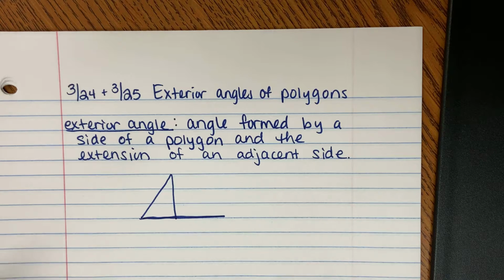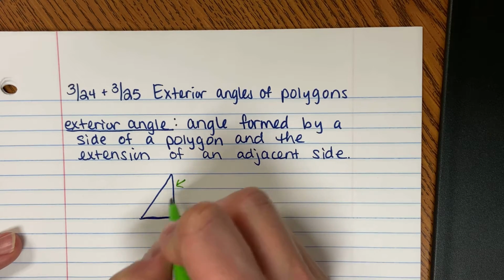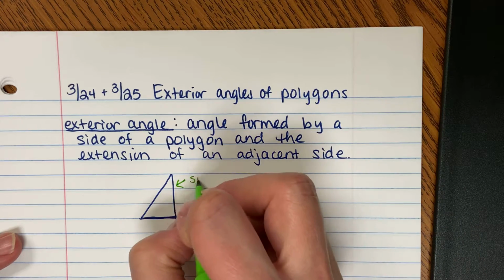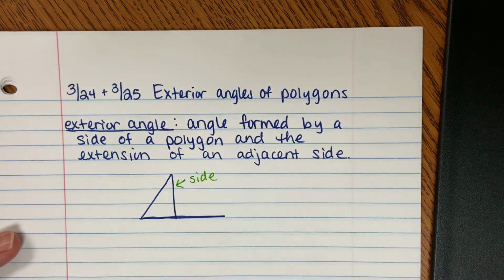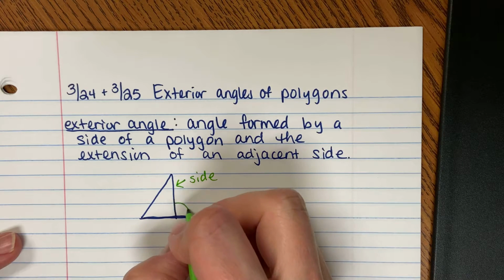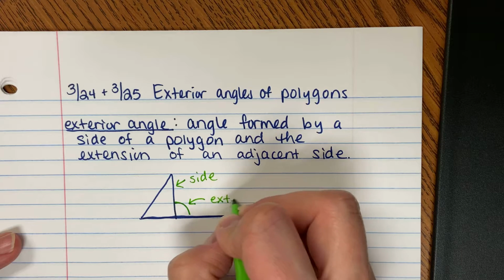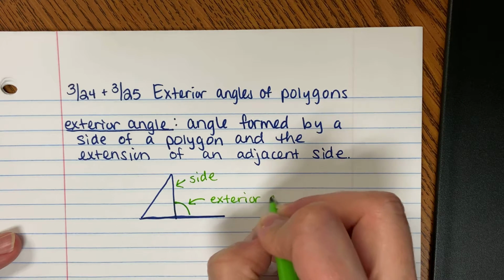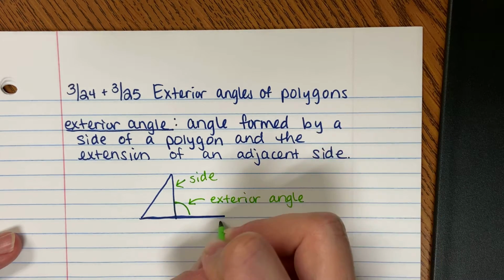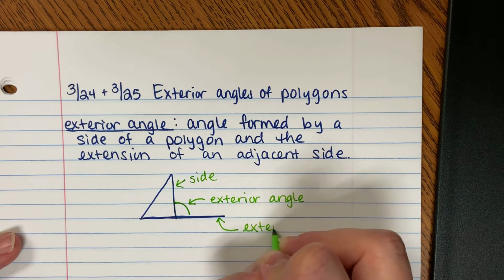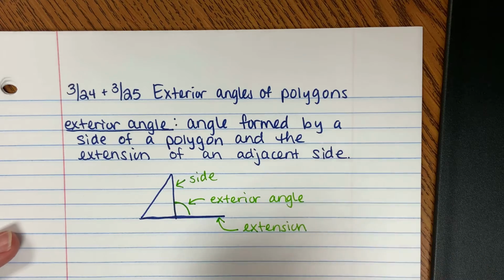All right, so in this case, this is the side because I have a triangle. That's my polygon, it's 3 sides, right? So this is the side of my polygon, side of my triangle. This right here would be the exterior angle formed, and then this would be the extension that helps make that angle. So it's outside the polygon.